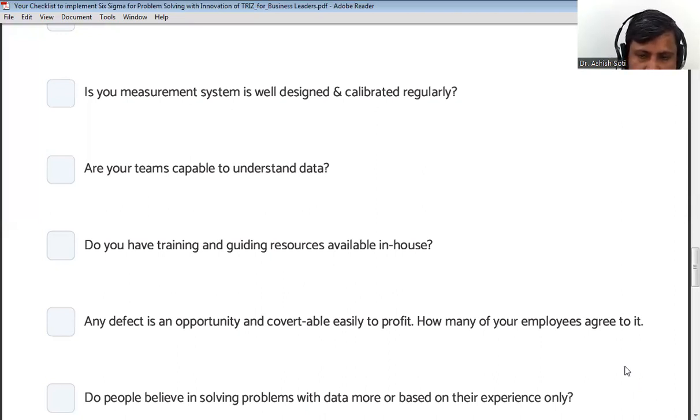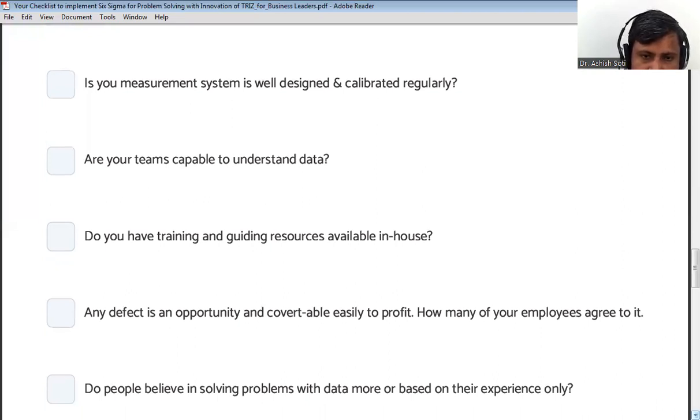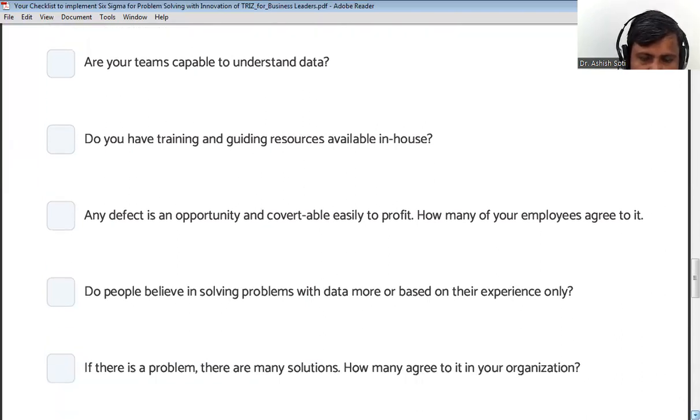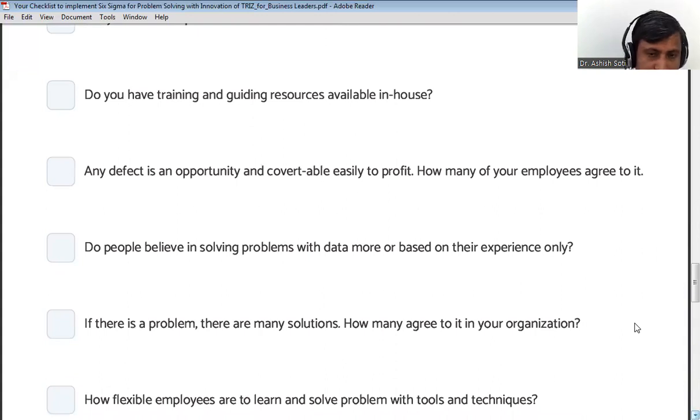Any defect is an opportunity and easily convertible to profit. How many of you and your employees agree with this? If you talk about Six Sigma, it starts with defects. So any defect is an opportunity. If a defect is an opportunity, you start looking at the defects and exploring how to work on them, so that you can convert them into money, into profit.